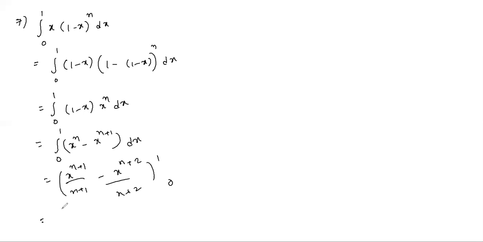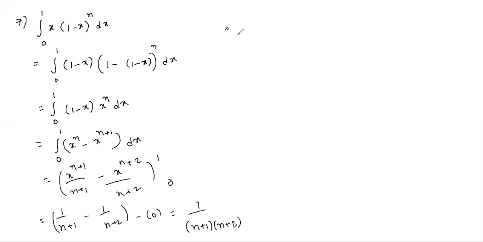So upper boundary 1 by n plus 1 minus 1 by n plus 2 minus lower boundary 0. So n plus 2 minus n plus 1. So minus minus will cancel. 2 minus 1 is 1. 1 by n plus 1 into n plus 2 is the answer. A minus x property.